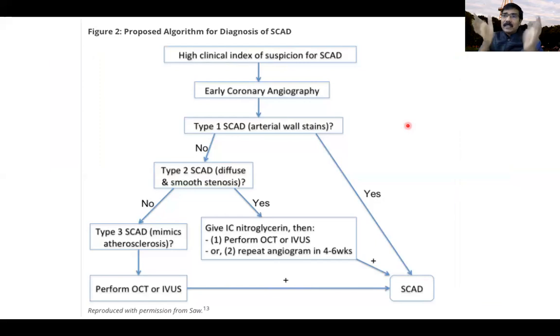Basically, when you have a high index of suspicion for type 1 SCAD, it is going to be very easy. It maintains the staining, and you see those multiple lines of dissection. It's going to be an easy diagnosis of SCAD.